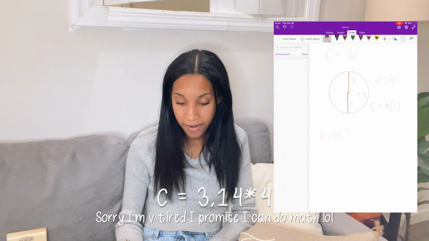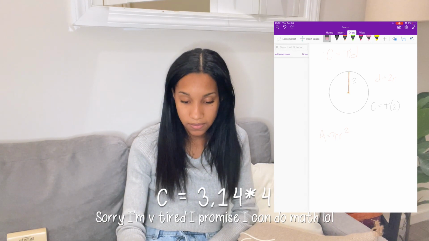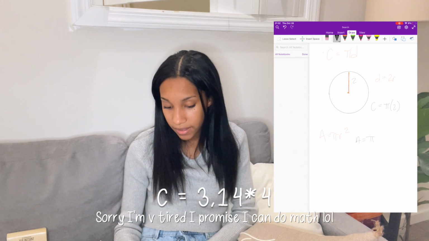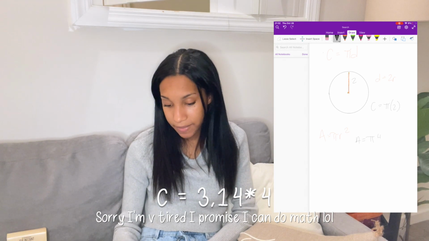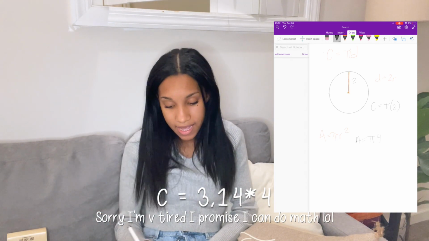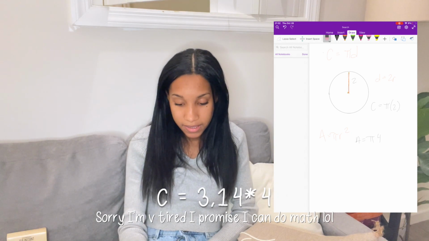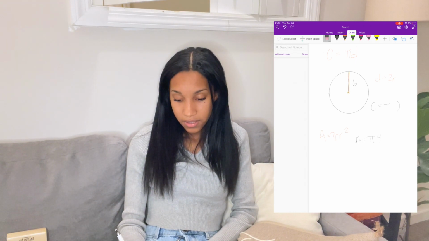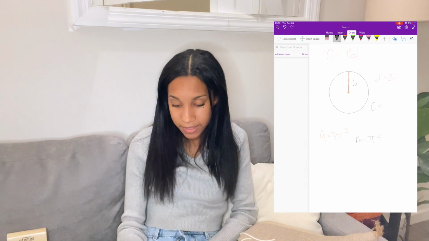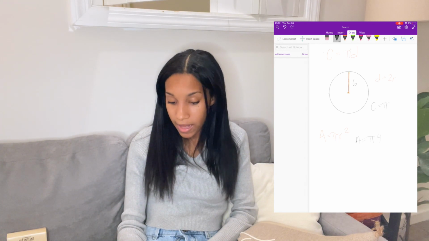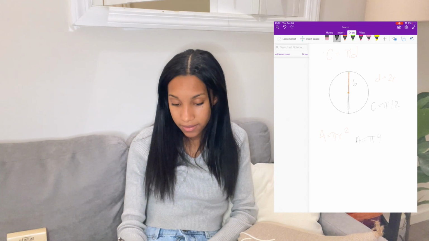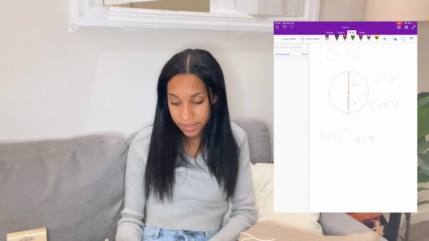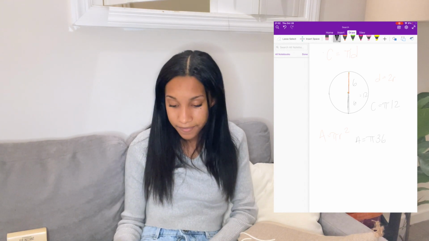If they wanted you to find the area, area would equal pi times 2 squared, so pi times 4. If your radius was 6, sorry, your circumference would be pi times 12, right? Because that would mean your diameter is equal to 12, because you just double 6. And then your area would be pi times 36, or 6 squared.